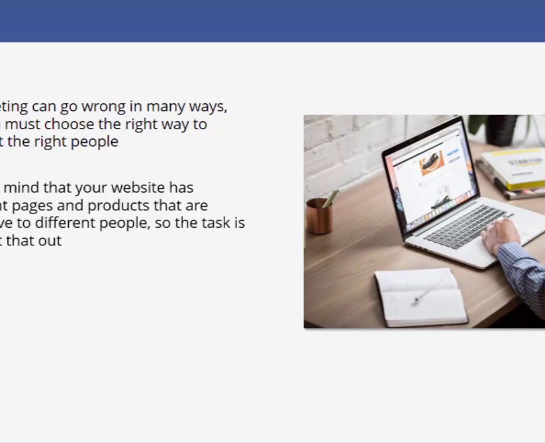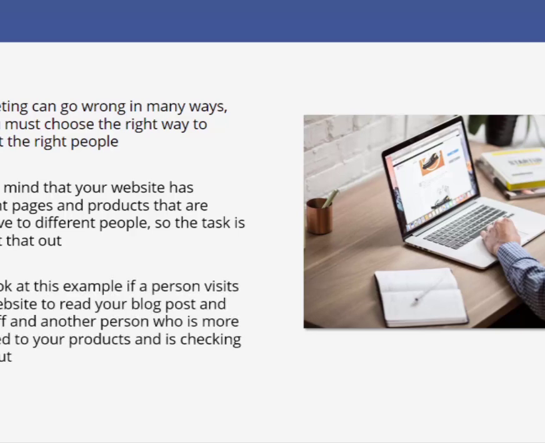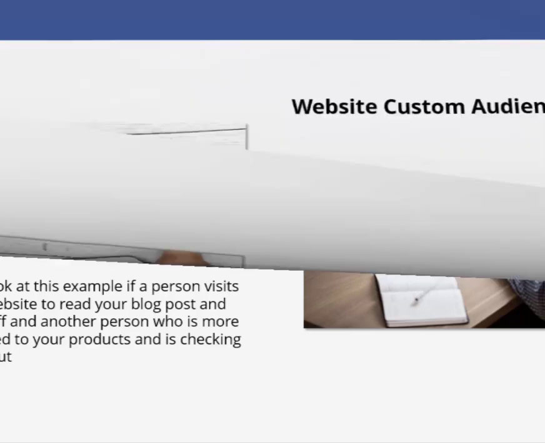Arrange the visitors with their preferred page or product and hit them with a matching ad. Show your audience the specific ads that will be more convincing for them. Let's look at this example: if a person visits your website to read your blog post and signs off, and another person is more attracted to your products and is checking them out, you are going to hit the second person with the same ad of the product he was searching for, and for the first person, you can show an ad of your blogs related to the one that person was reading. This retargeting based on specific URL visits can be very helpful for your business.